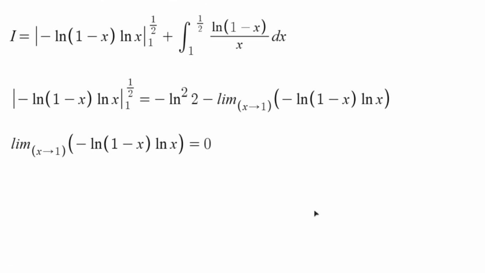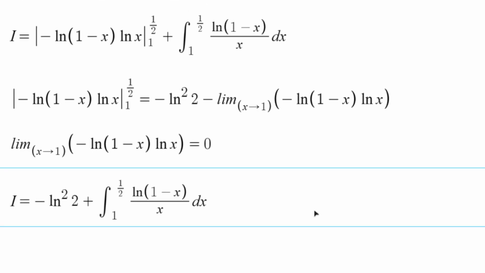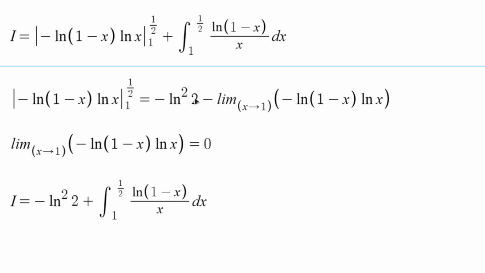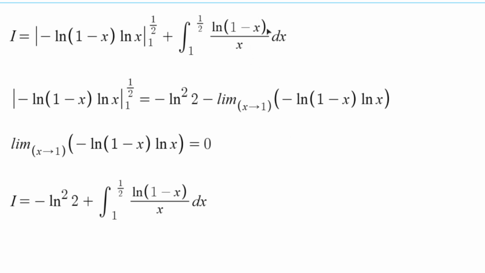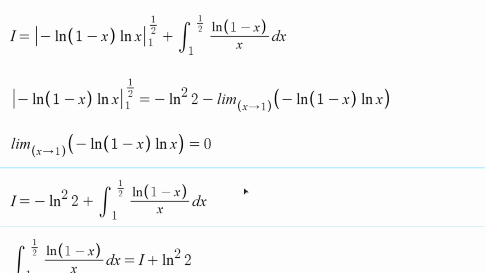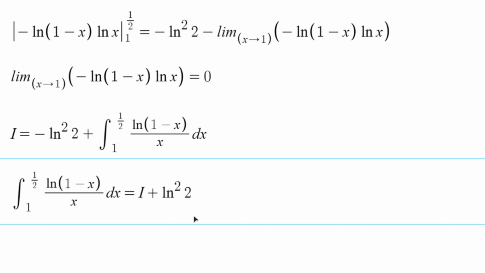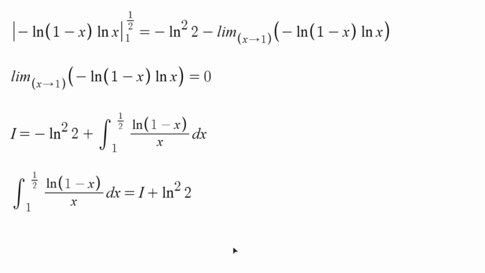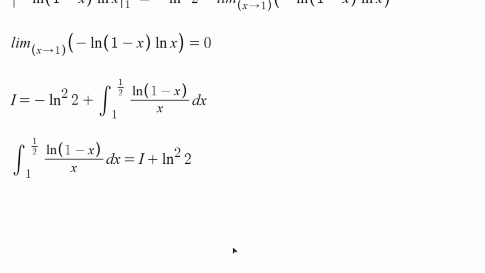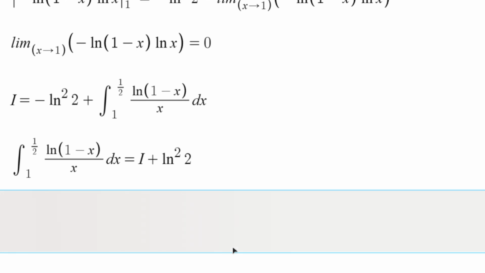So finally, we have our I is just equal to this negative natural log squared 2 minus 0, of course, and then plus the remaining integral. So I is now equal to this, and we're going to rearrange this because we're not actually going to be using the fact that I is equal to this. We're going to be using the fact that this integral is actually equal to I plus natural log squared of 2. And you'll see why I rearranged that in a minute.